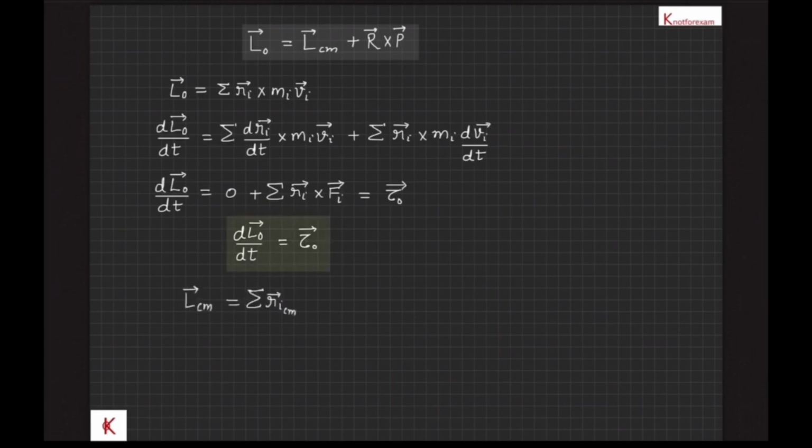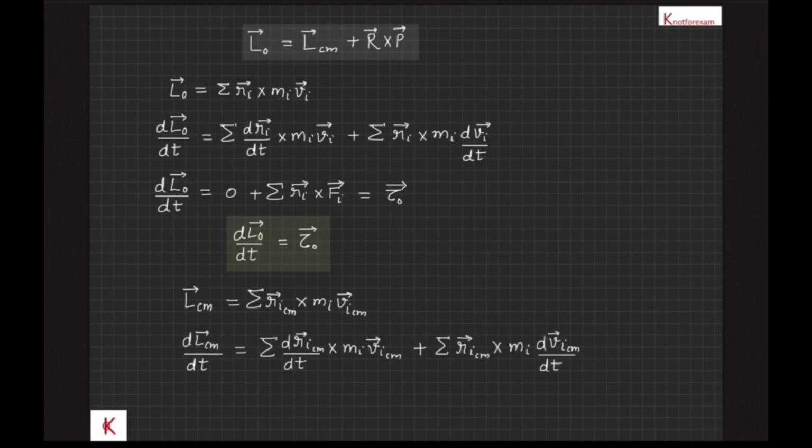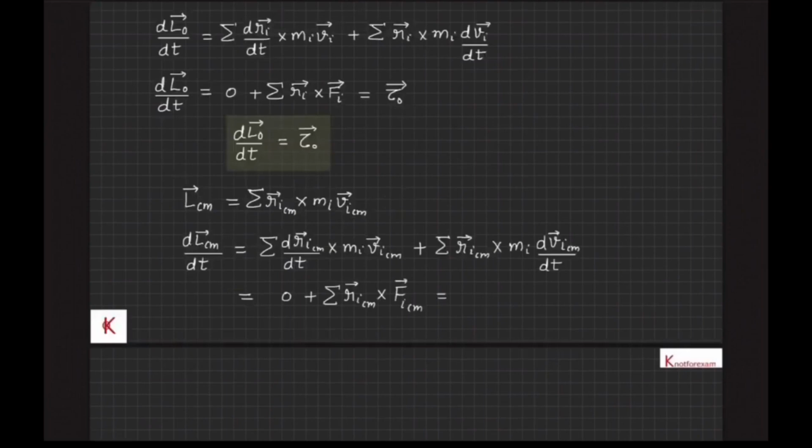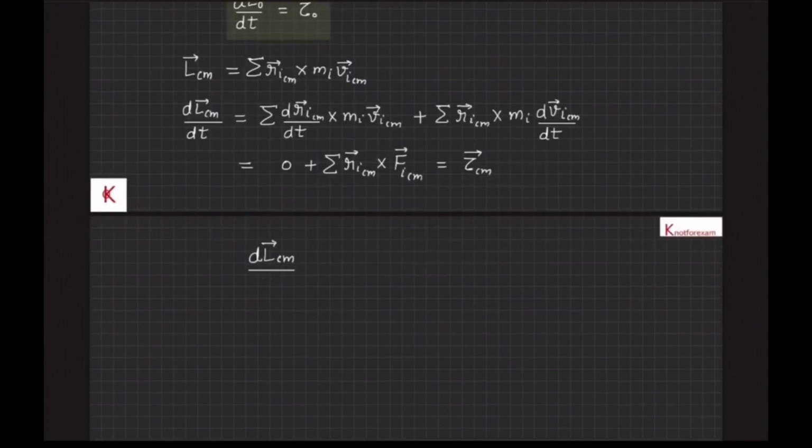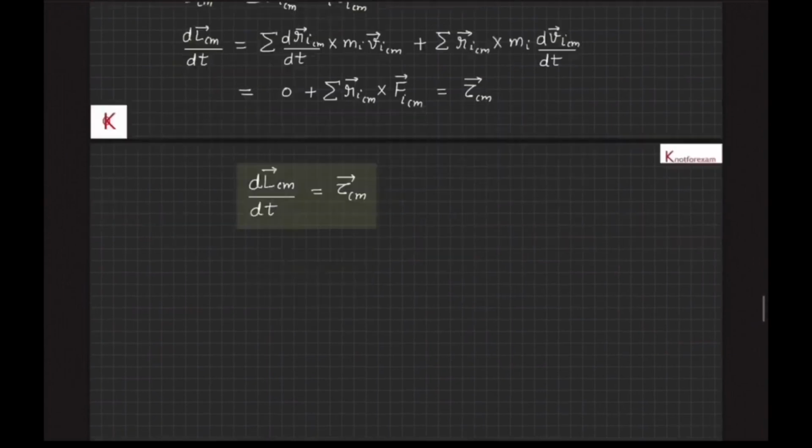Now the net angular momentum of a system of particles about its center of mass is sigma RICM vector cross Mi into VICM vector. Differentiating it with respect to time, we get dLCM vector by dt is equal to sigma dRICM vector by dt cross Mi into VICM vector plus sigma RICM vector cross Mi into dVICM vector by dt, or dLCM vector by dt is equal to sigma VICM vector cross Mi into VICM vector plus sigma RICM vector cross Mi into AICM vector. Here the first term is 0 and therefore dLCM vector by dt is equal to sigma RICM vector cross FICM vector, that is torque about center of mass. From here dLCM vector by dt is equal to tau cm vector, that means rate of change of angular momentum about center of mass is equal to torque about center of mass.